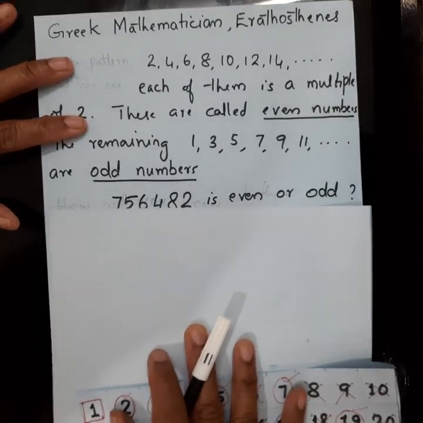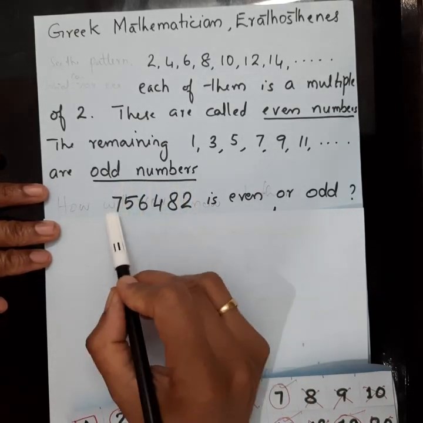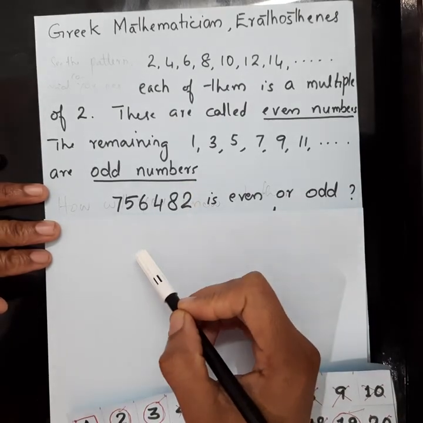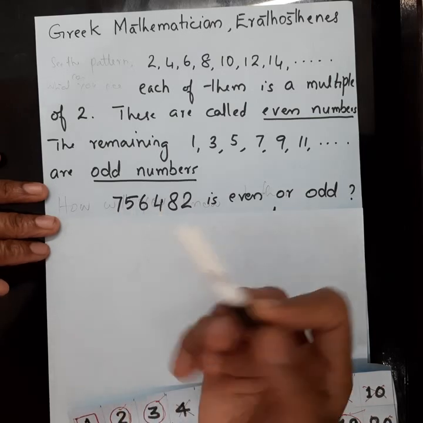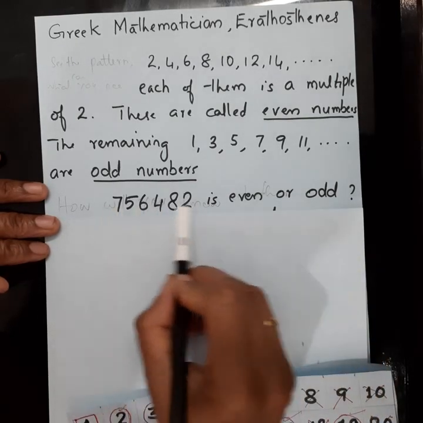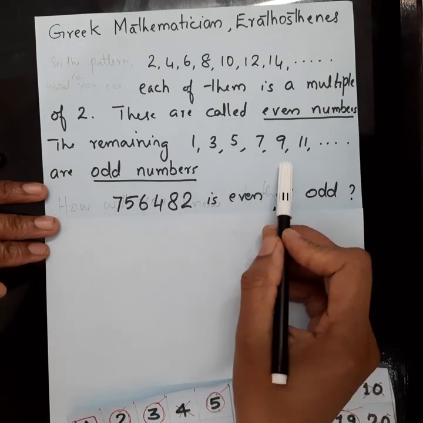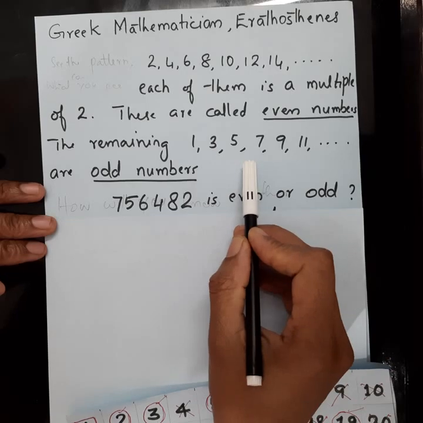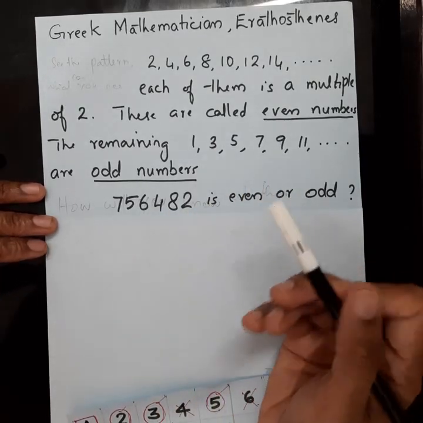Next, how can we check whether the given number 756,482 is even or odd? Even number means a multiple of 2. We have to check whether it is a multiple of 2. How will we check? We have to divide it by 2, and the remainder should be 0. That is the meaning of a multiple of 2. When we divide this number by 2, we should get the remainder 0. But dividing every time is very tedious work.